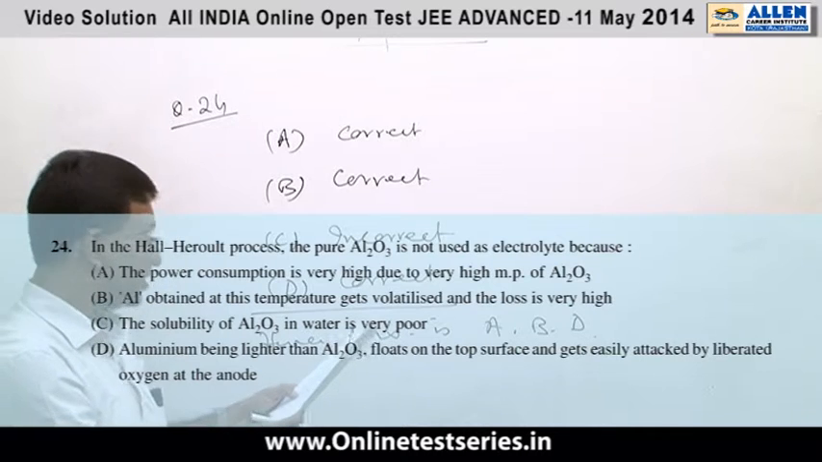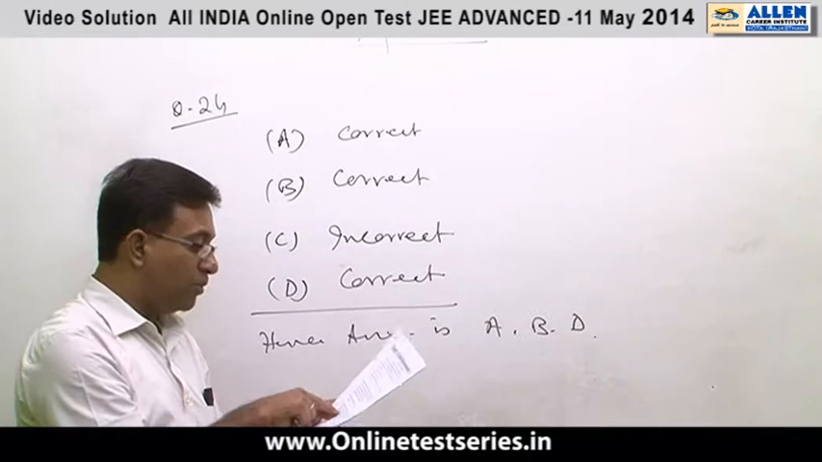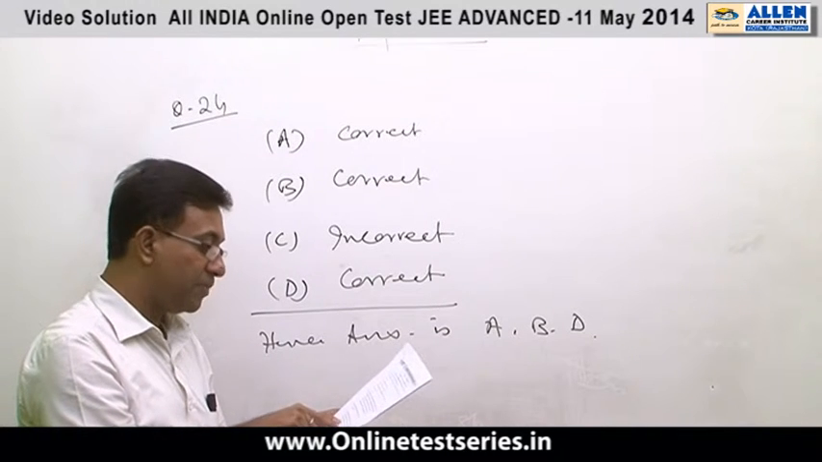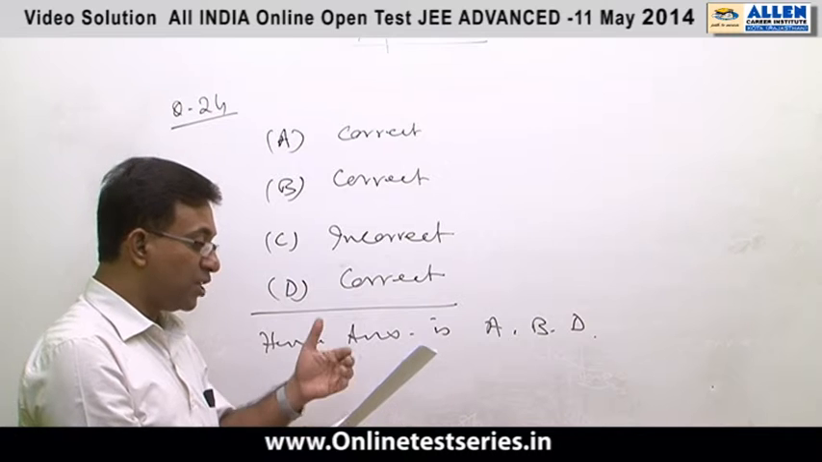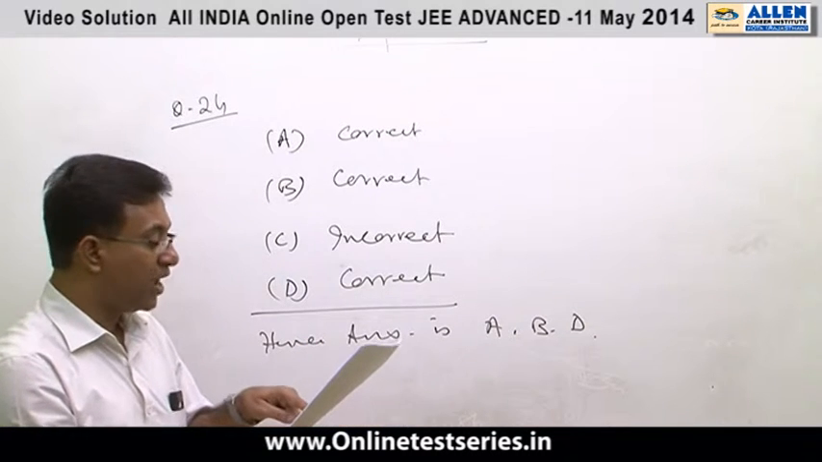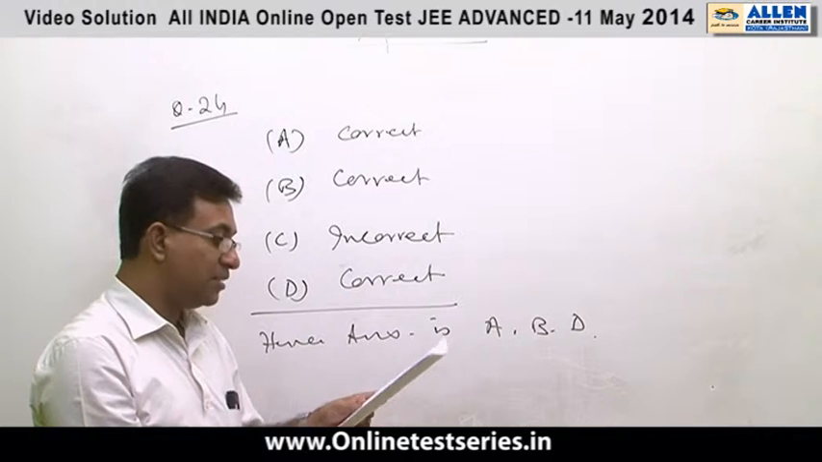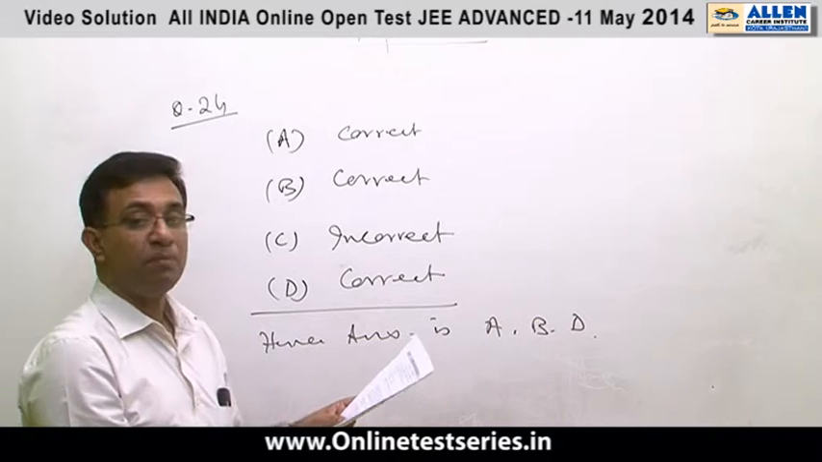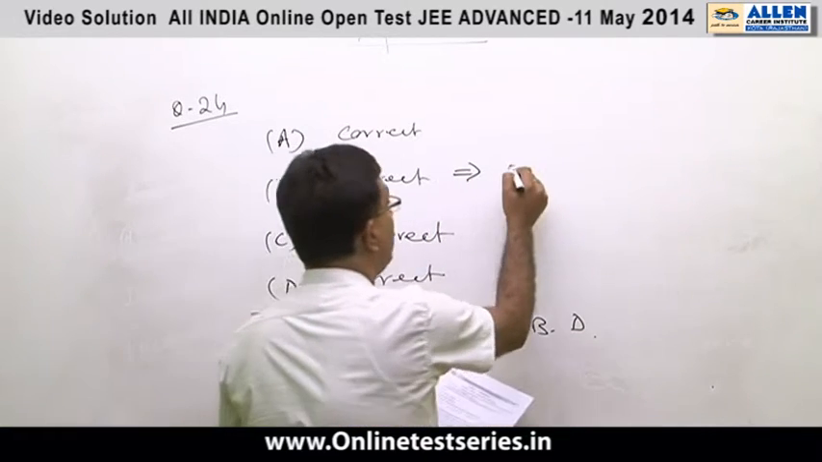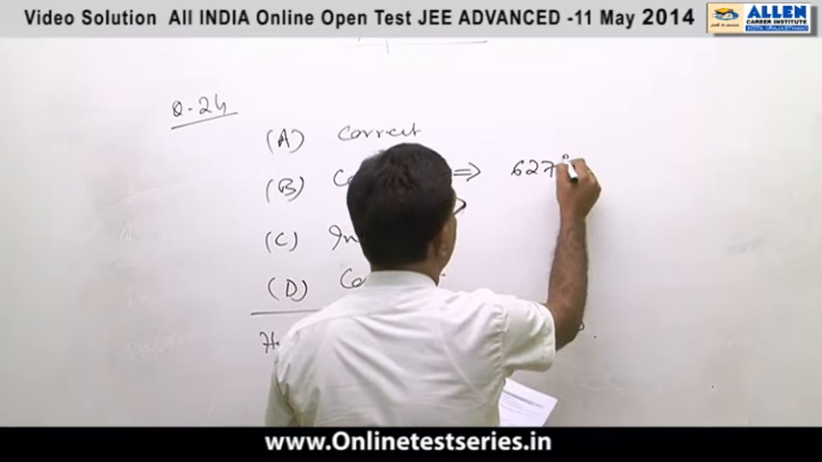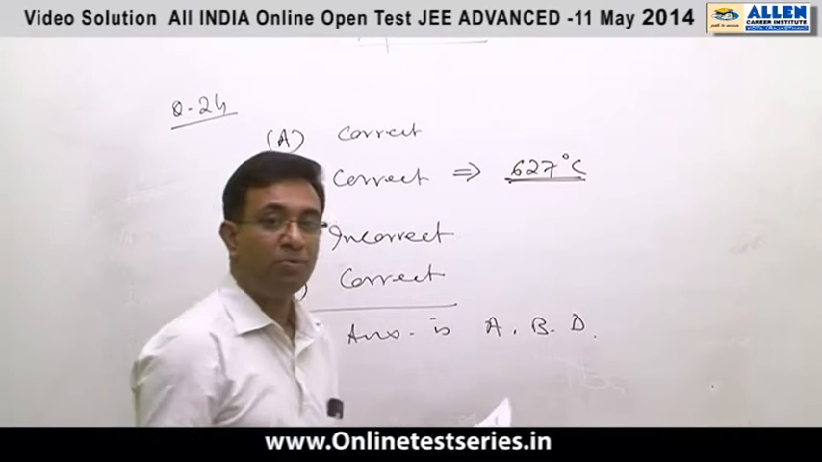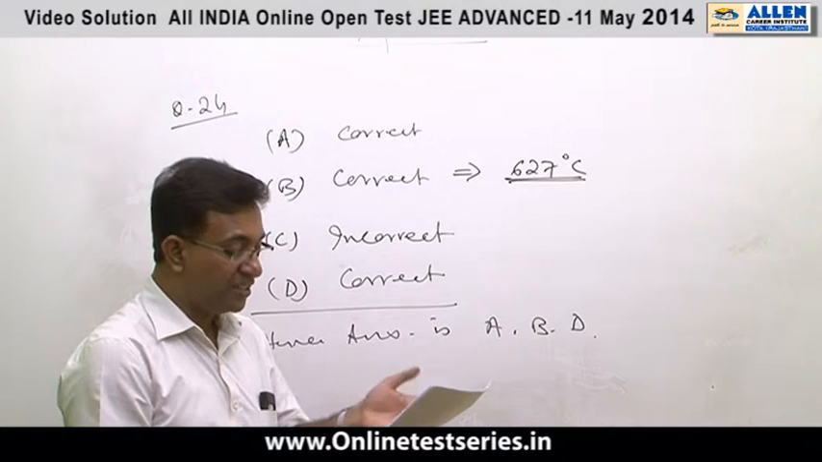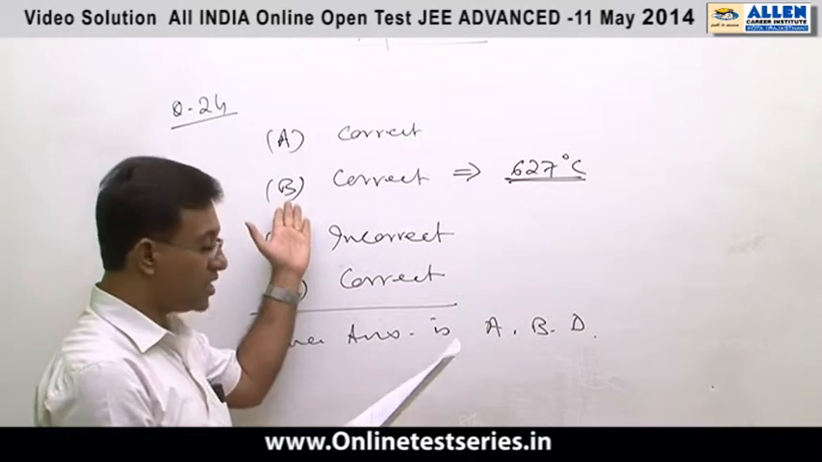And next, option B. It is also a correct option. Aluminium obtained at this particular temperature gets volatilized and the loss is very high. If we still continue to use Al2O3 as the electrolyte, whatever aluminium will be obtained will get volatilized because its boiling point is only 627 degrees centigrade. Because of that reason, it will be volatilized a lot, and a huge loss will be incurred. That's why it is also a correct option.